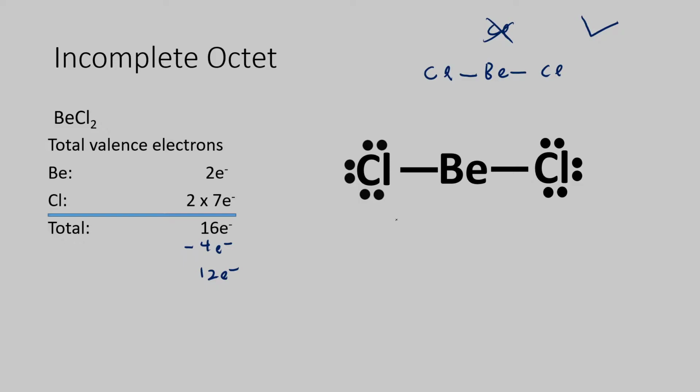And then you kena completekan octet untuk all the atoms yang dekat luar. So 1, 2, 3, 4, 5, 6, 7, 8, 9, 10, 11, 12. So dah cukup 12, tolak 12. Tapi beryllium tak cukup lagi. Baru ada 4 untuk beryllium. 1, 2, 3, 4.